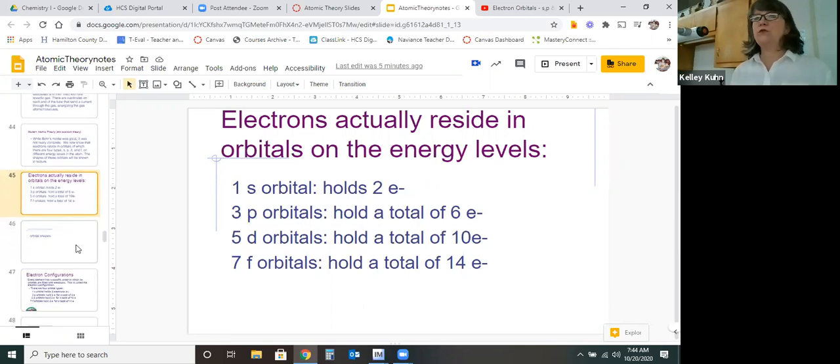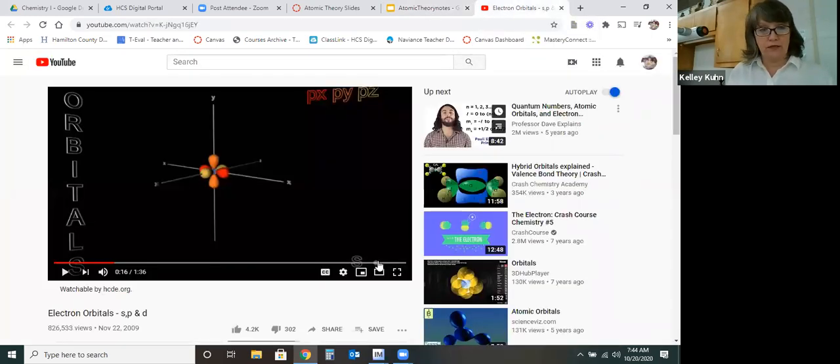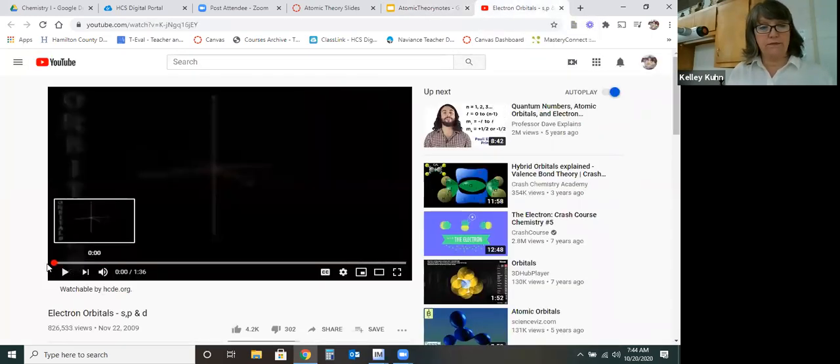So I'm assuming that you've copied that and you're now back for a little more information. What I'm going to do is take a second and show you a video, it's really short, that kind of represents what these electrons look like. So let me take this back.